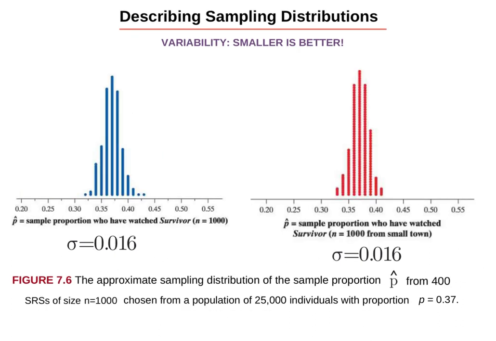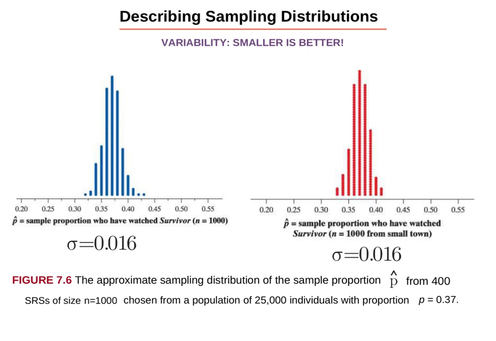So interestingly, the variability of a statistic does not depend very much on the size of the population, just as long as the sample size is less than 10% of the population size. So now let's take another look at this Survivor statistic. And let's say that in a small town of 25,000 people, 37% of that population has watched Survivor.